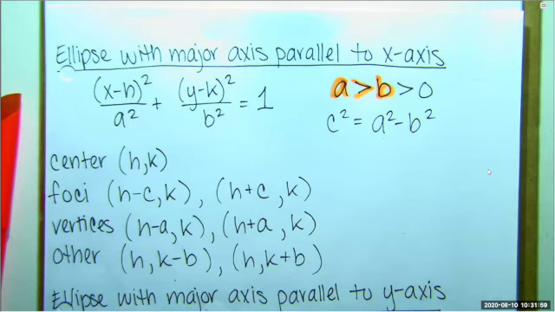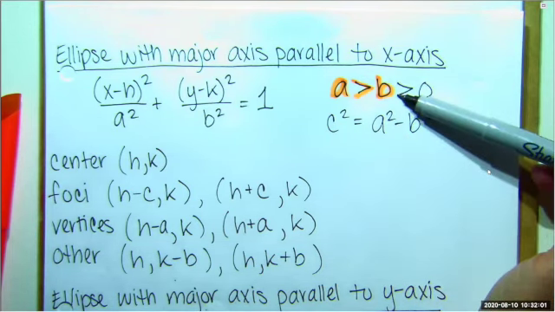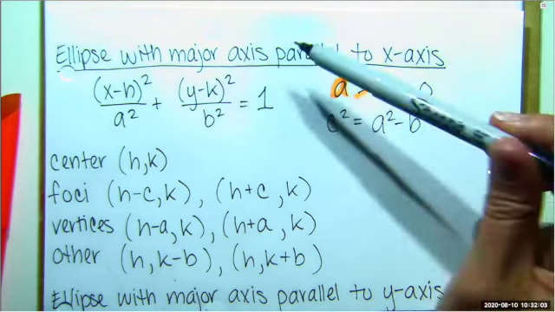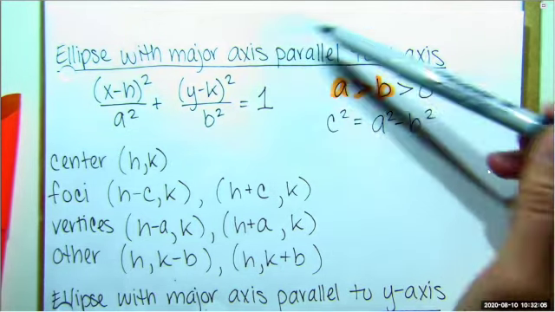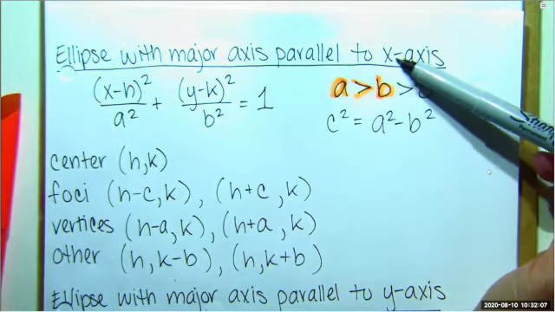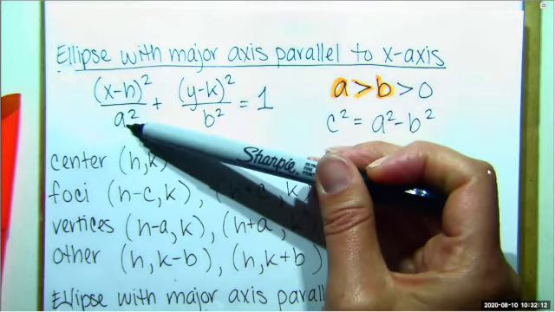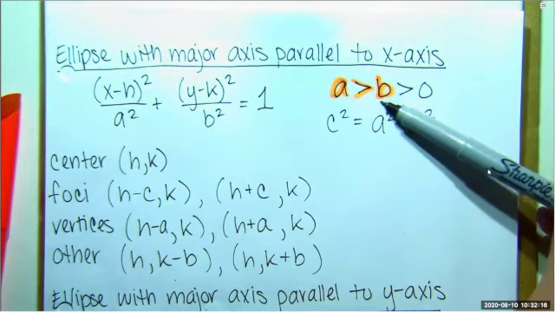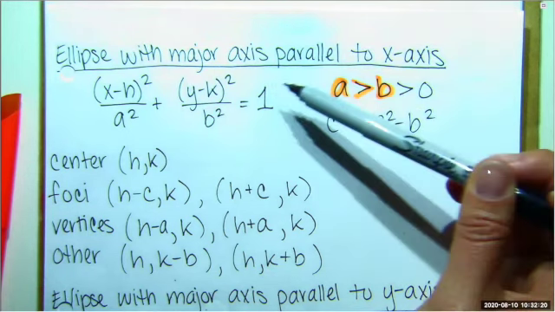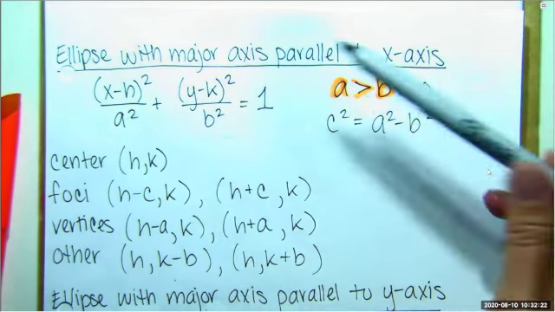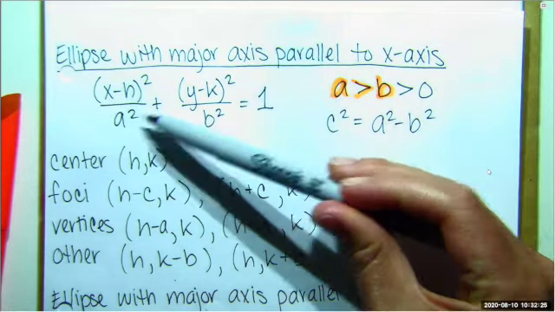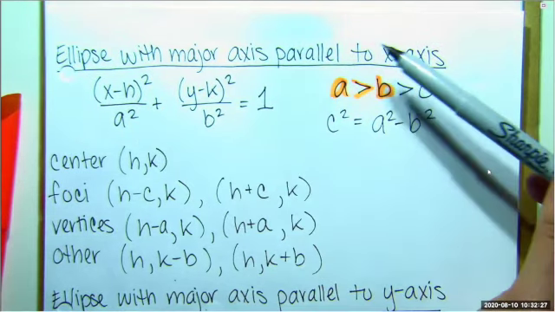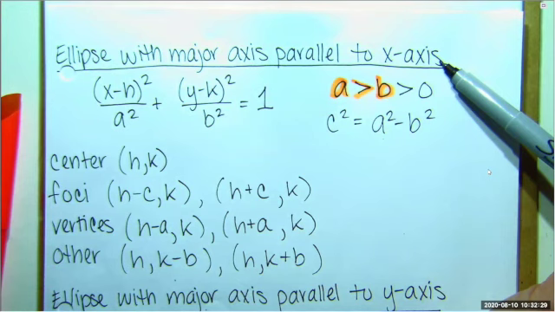Okay. So again, what you want to notice here, this is really important. That's why I've highlighted it. In order to determine that the ellipse has a major axis parallel to the x-axis, what makes it parallel to the x-axis instead of the y-axis is that this variable a that's under the x is larger than b. So what determines that this is parallel to the x-axis is that a is under x and a is larger than b. So since the larger variable is under the x, that makes this major axis parallel to the x-axis.